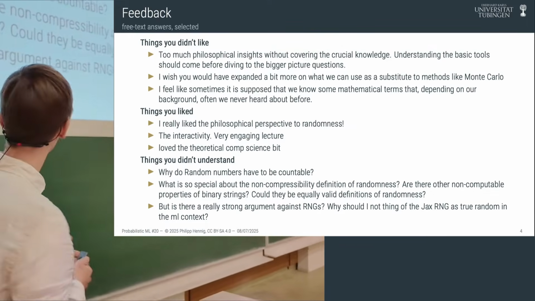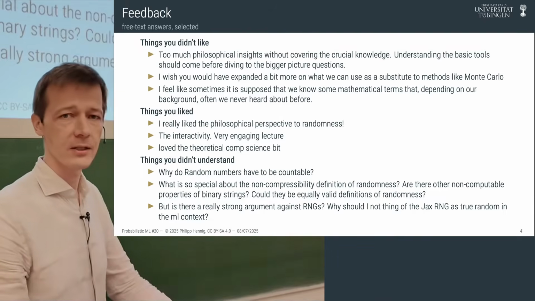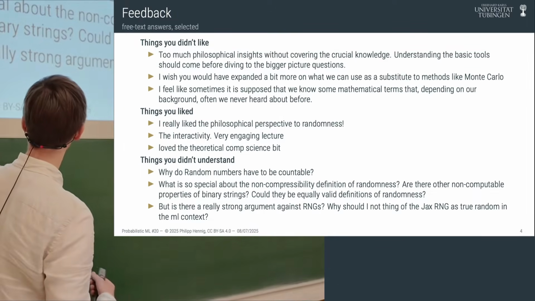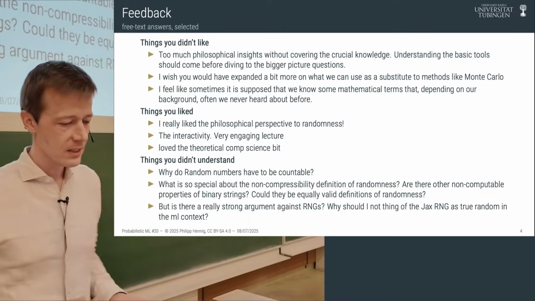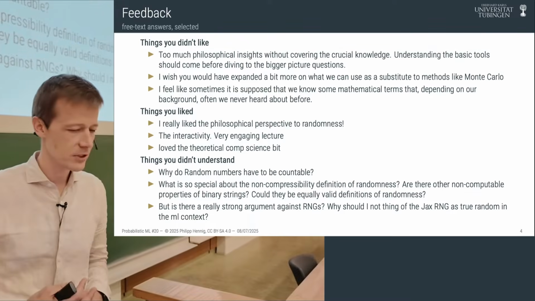And then there's a final point which gets me into the lecture for today, which was, it's a really strong argument against using random number generators. Why? Why should I not use a standard random number generator in machine learning?